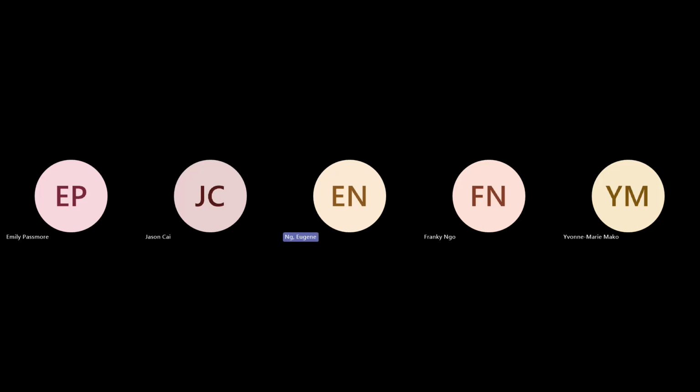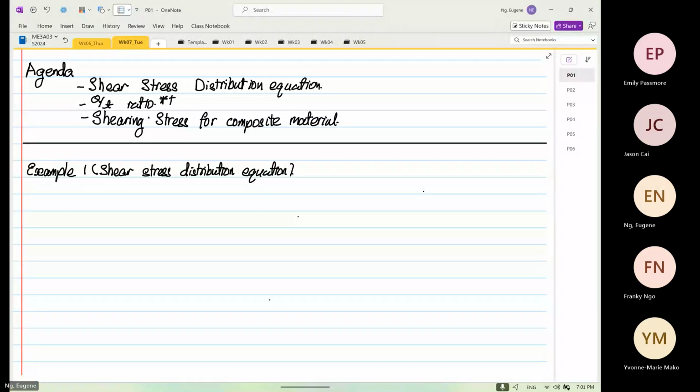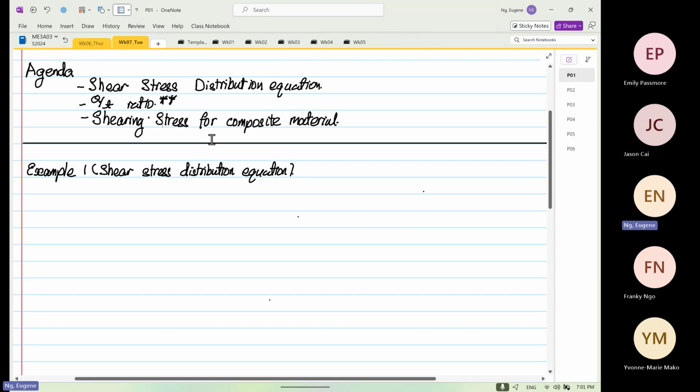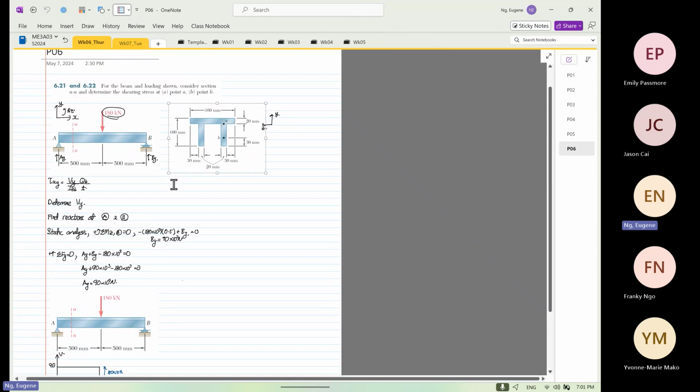This is a very important topic. We are going to look at the Q/T ratio, and this is followed by shearing stress for composite material. That's what I plan to cover. So where I finished off last Thursday, we are looking at this example. So we will still deal with this example.